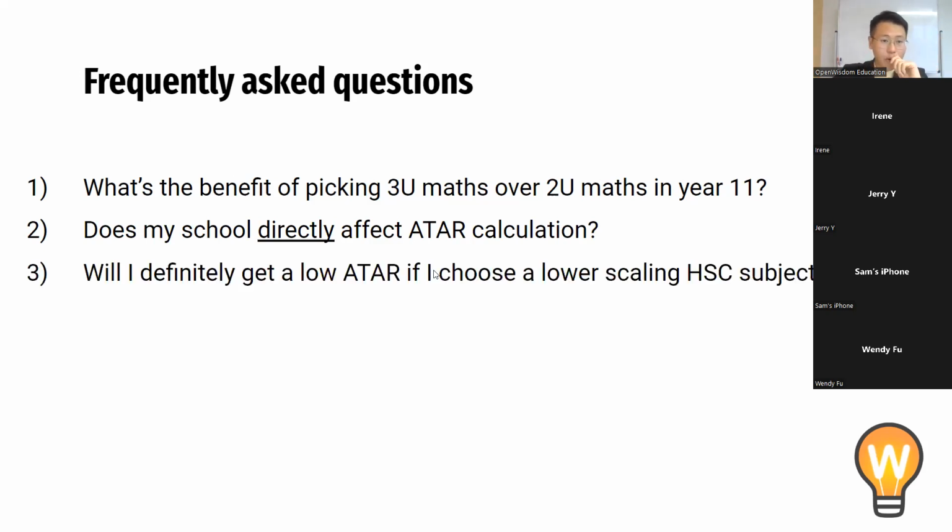Next, will I definitely get a low ATAR if I choose a low scaling subject? The answer to this question is also no. As we've seen in the previous example, if you achieve a very high mark for the low scaling subject, you can still get a very high ATAR. It's only when you pick a low scaling subject and then do really badly in those subjects that you will be punished in the ATAR calculation.